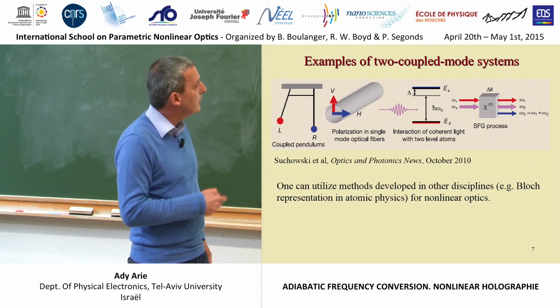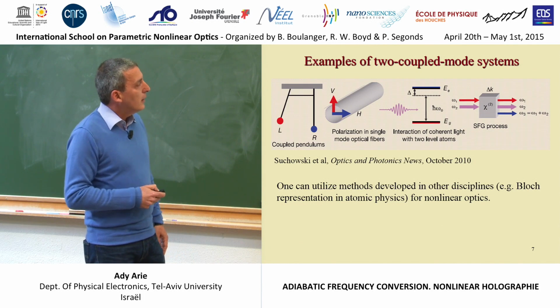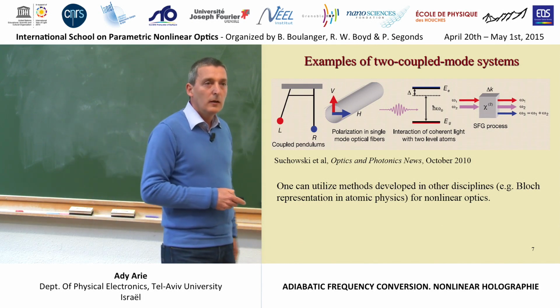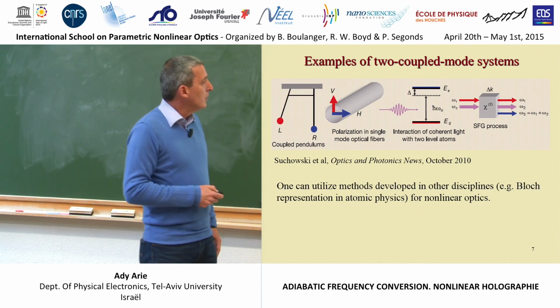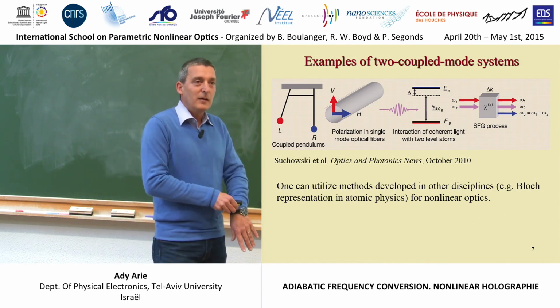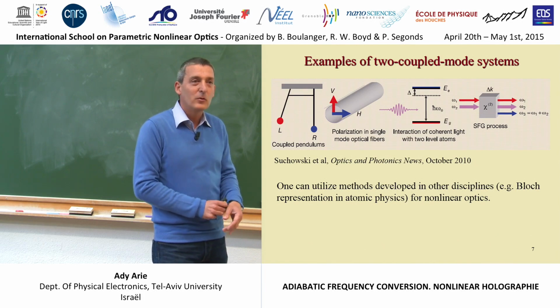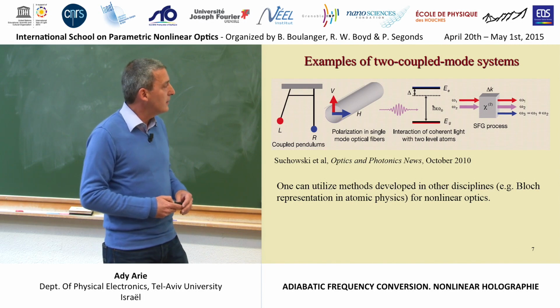The light is the coupling mechanism. And this is what I showed, but there are many other examples. For example, nuclear magnetic resonance is also a two-level system. OK, so if this is a two-level system, then there's a lot of work that was done for many years, and many tools were developed in order to analyze this system.